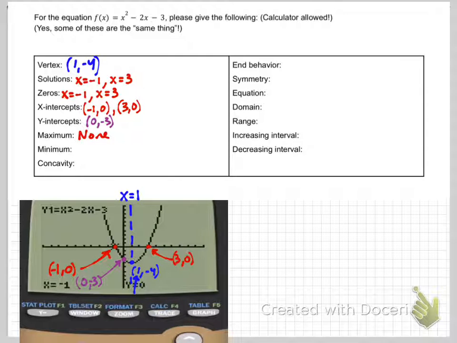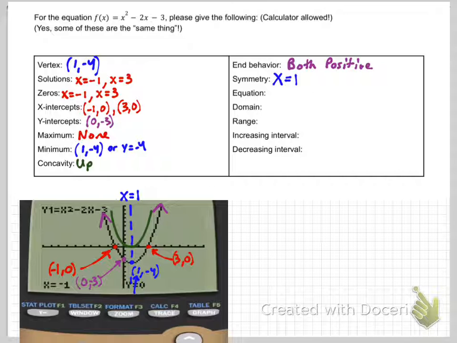We don't have a maximum because it's concave up. The minimum is 1, negative 4, or y equals negative 4. That's the vertex. The concavity is up like a cup because it's curved up. And the end behavior is both positive because on the left side and the right side, they're both pointing up. Every time it's concave up, they'll be both positive. The axis of symmetry is x equals 1. The equation, I'll just copy that down again: f of x equals x squared minus 2x minus 3.